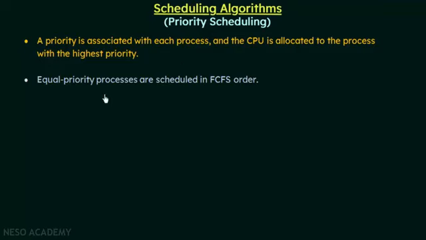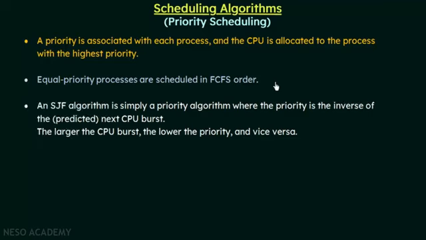If we have two or more processes with equal priority, then they will be scheduled in FCFS order, which is first come first serve scheduling order. So if two or more processes have the same priority, the process that arrived first among them will be given the CPU first. That is how priority scheduling takes place.